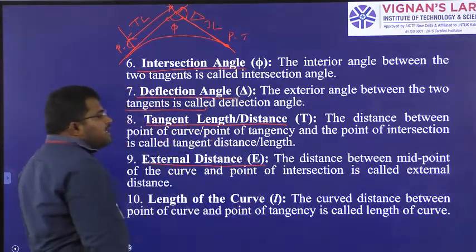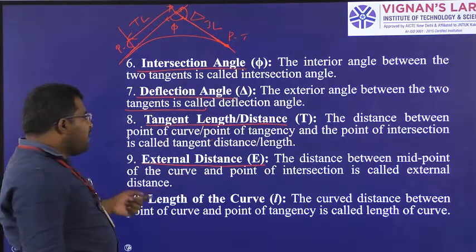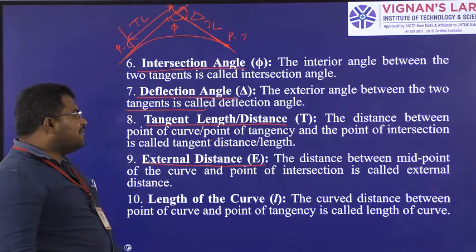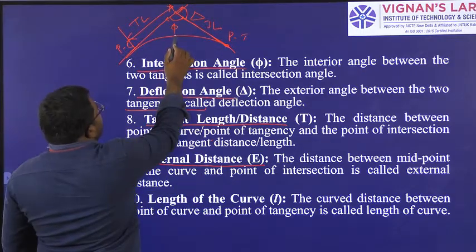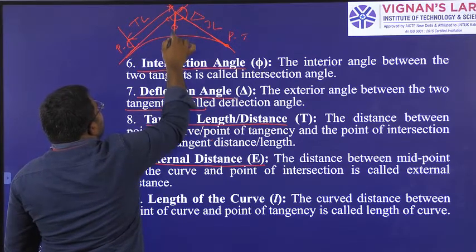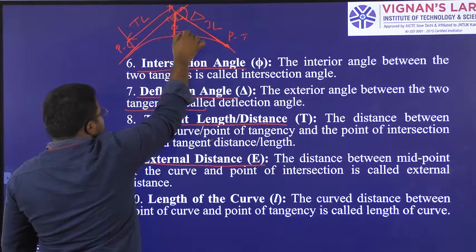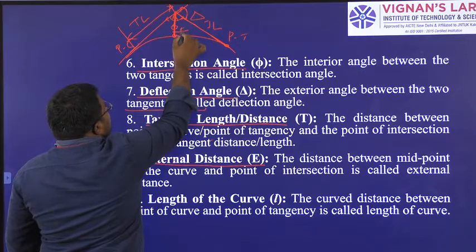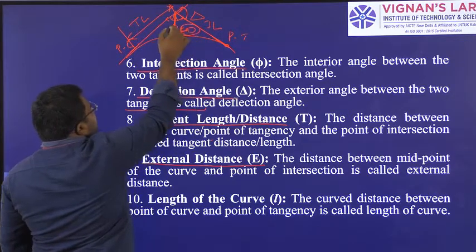So next, external distance. The distance between the midpoint of the curve and the point of intersection, right? So the midpoint of the curve is here. From here to the point of intersection, whatever length is there, this is called the external distance, right? ED, external distance.